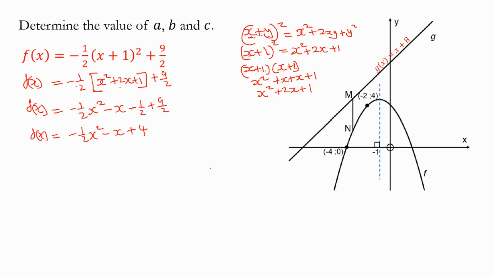You see that? So now we have our equation in the form f of x is equal to ax squared plus bx plus c. So therefore, a is equal to negative half, b is equal to negative 1, and c is equal to 4. You see that? So we are done there. We've managed to find our a, b, and c.